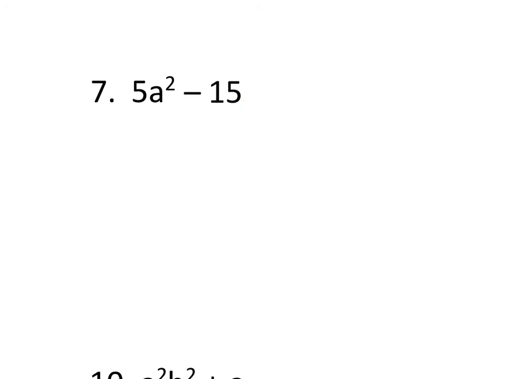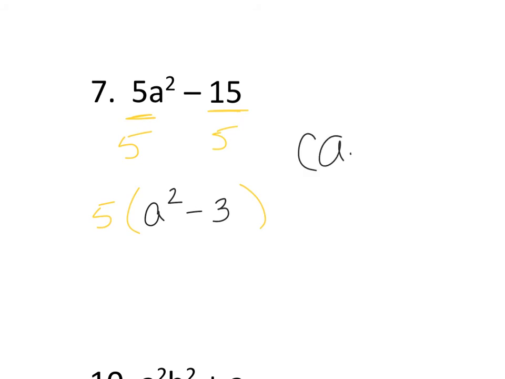So we always need to ask ourselves, before we even try anything, if I can pull a GCF out. And there is a GCF here, because between 5 and 15, I can divide by 5. That means I'm going to pull my 5 out to the front. I'm going to be left with a squared minus 3. Now you should always ask yourself when you factor, can I do more?